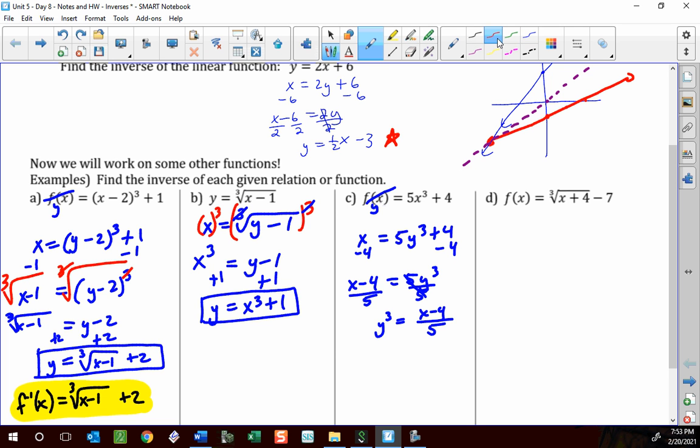But now, since I want to get rid of a third power, I'm going to apply the cube root. So this whole thing over here is in the cube root. Okay, so these knock each other out, and out pops y equals cube root of x minus 4 over 5. And that's it. This was f of x, so I'm going to write f negative 1 of x equals cube root of x minus 4 over 5.